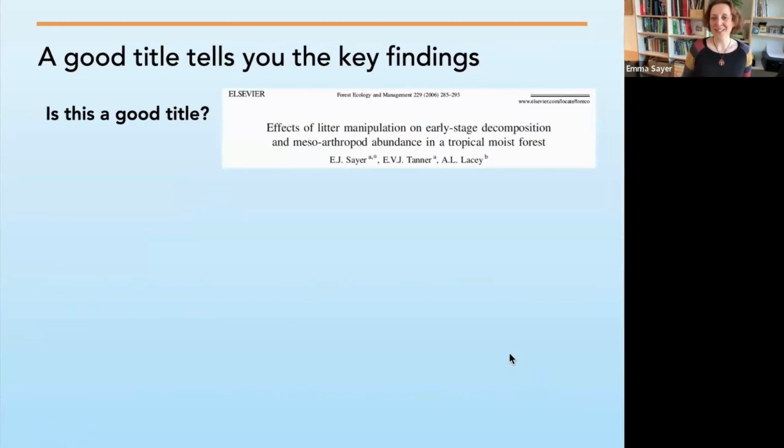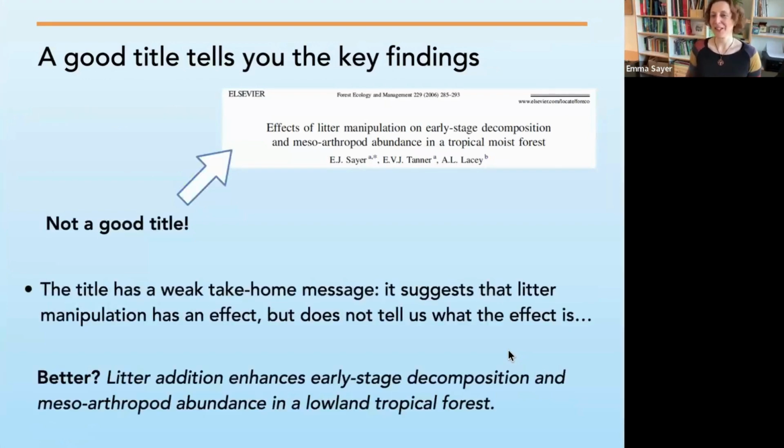Oh, no hands. Great. It isn't a very good title.